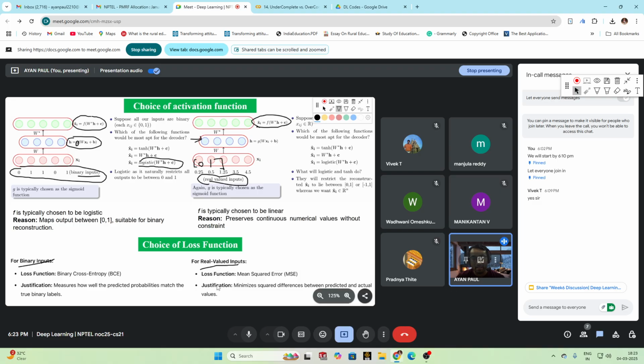Okay, is the slide clear to all of you? What is the choice of activation function, and what is the choice of loss function, for the two cases: binary input and real-valued input. I hope this is clear to all of you.